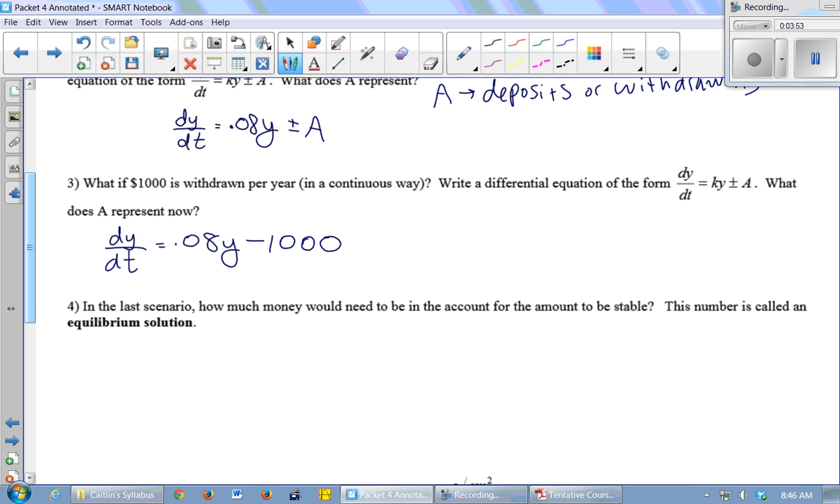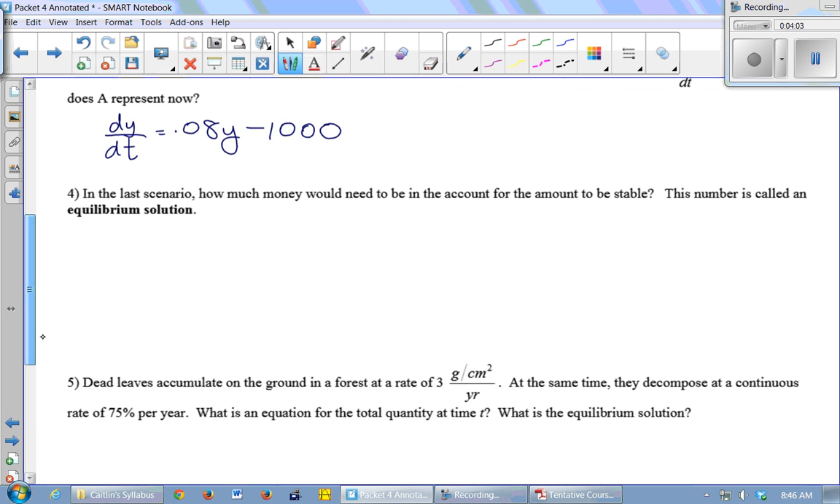So for an account to be stable, that means its rate of change would be 0, right? So it's not growing and not shrinking over time. So dy/dt is what represents the rate of change. So if I make my rate of change 0, then whatever size y makes that rate of change 0, that's the amount of money in the account that will make it stable, where I can withdraw $1,000 a year without changing the size of the balance. So I just solve this for y.